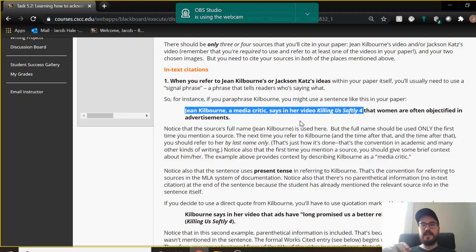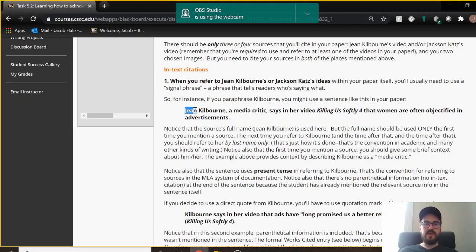But typically, it's a good idea to add a little bit extra information to your signal phrases. That way, it is giving your reader a better idea of where you're getting your information from and how you are using that information. So here, this signal phrase tells us that the information is coming from Jean Kilbourne. Who is she? Why is she someone that we pay attention to? Well, she's a media critic, and specifically, we're getting her information from her documentary Killing Us Softly 4. So that gives my readers an idea of where this idea comes from. This isn't my idea. I didn't come up with it myself. Instead, I got it from Jean Kilbourne.